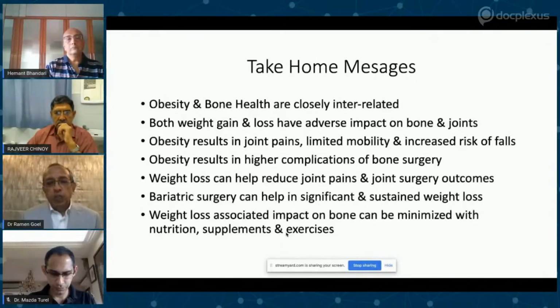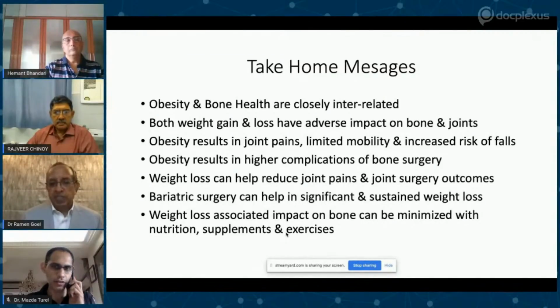So when we are talking of weight loss, we are not saying that surgery can be avoided. Surgery outcomes will improve. Bariatric surgery can help in significant and sustained weight loss. And weight loss associated impact on bone can be minimized with adequate nutrition, supplements, and exercises. So I think I'll stop sharing this.